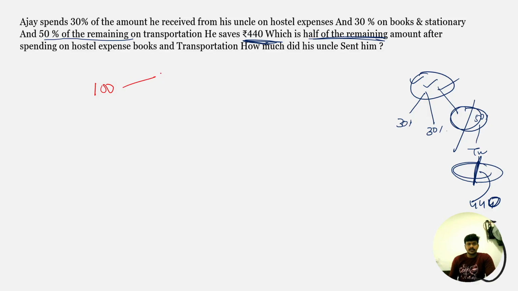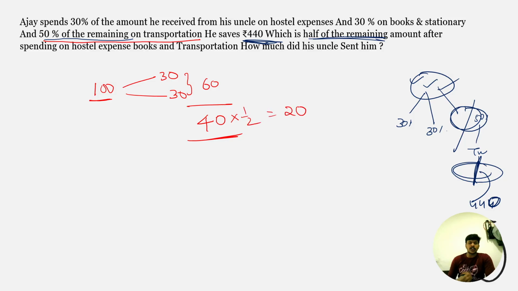Now in that, 30 rupees he spent on hostel. Done. Next, 30 rupees he spent on books and stationery, because 30% of 100 is 30. Now how much is spent together? We already spent 60, but our total value is 100. What is the remaining? 40 rupees. So 50% of the remaining he spent on transportation. 50% is nothing but half, so he is spending 20 rupees on transportation. Out of 40, he spent 20 on transportation. So how much is the remaining? 20.